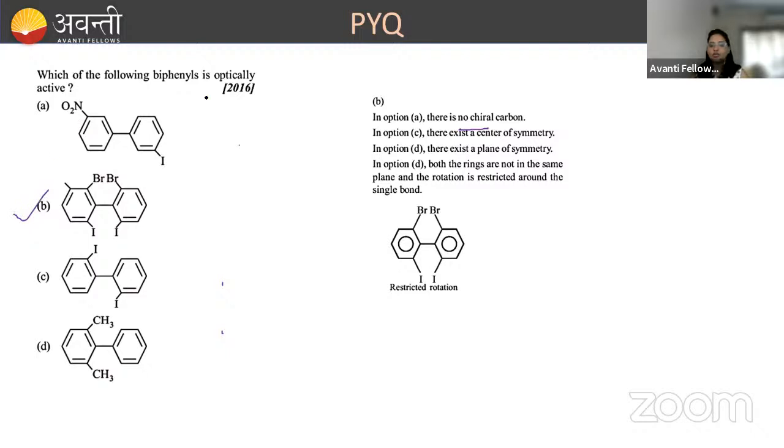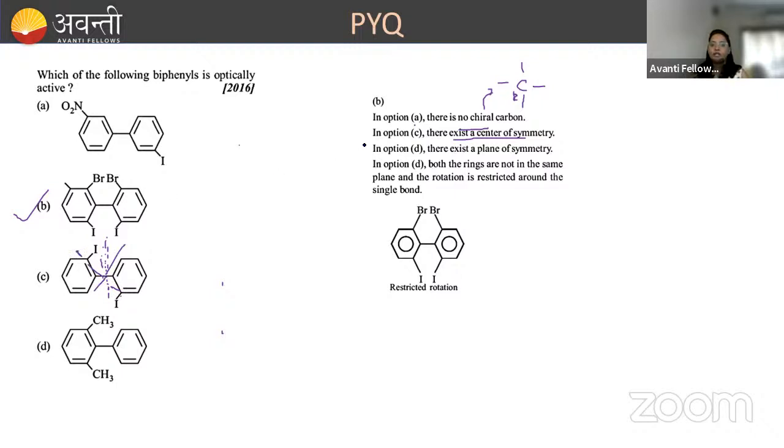Why is it that? So see the answers. In option A, there is no chiral carbon. ओके ऑप्शन ए में कायरल कार्बन ही प्रेजेंट नहीं है. हमको कायरल कार्बन चाहिए, मतलब क्या चाहिए? टू अ गिवन कार्बन 4 डिफरेंट सब्स्टिट्यूएंट शुड बी अटैच्ड. ओके, इन ऑप्शन सी देयर एग्जिस्ट सेंटर ऑफ सिमेट्री. यहाँ पे क्या प्रेजेंट है? सेंटर ऑफ सिमेट्री प्रेजेंट है. ठीक है, अगर हम प्लेन पास करें तो यहाँ पे क्या है? इस सेंटर से यहाँ पे और इधर इधर किधर भी जाओ, स्ट्रक्चर क्या है?